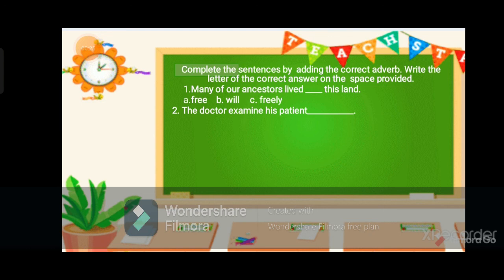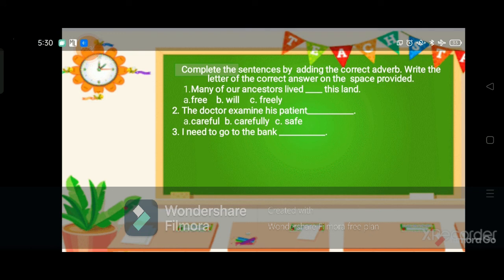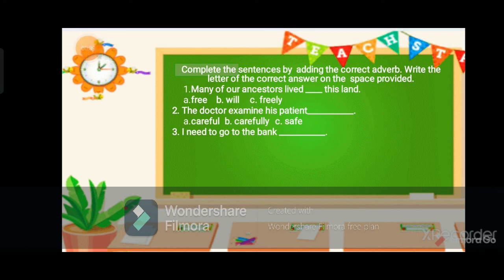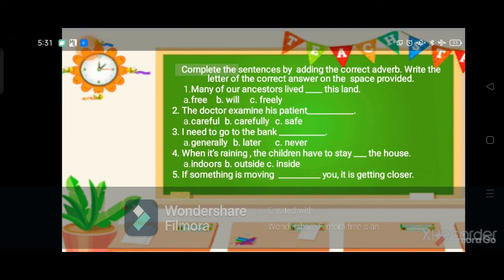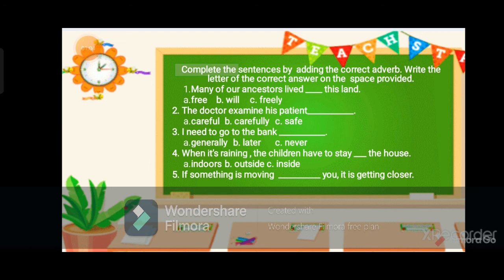Number two, the doctor examined his patient blank. A, careful, B, carefully, C, safe. Number three, I need to go to the bank blank. A, generally, B, later, C, never. Four, when it rains, the children have to play blank the house. A, indoors, B, outside, C, inside. Last, number five. If something is moving blank you, it is getting closer. A, downward, B, inward, C, towards.